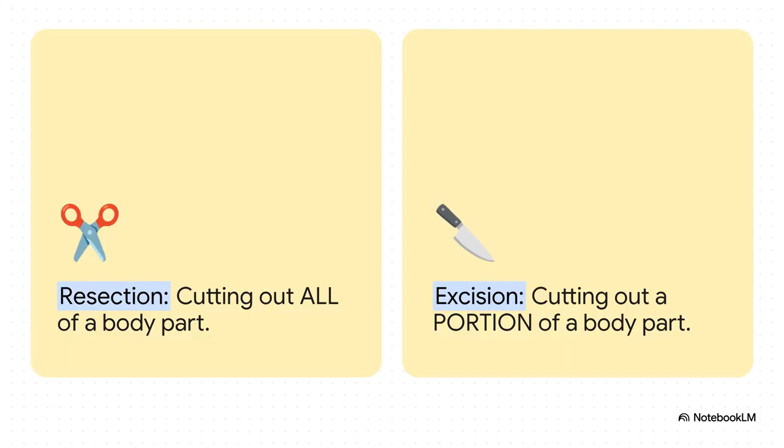Now, let's talk about two root operations that are notorious for tripping coders up during audits: resection versus excision. Resection means cutting out without replacement all of a body part. Excision, on the flip side, means just cutting out a portion of a body part. The trick here is remembering that in ICD-10 PCS, a body part isn't always a whole organ. It could be a specific anatomical subdivision that has its very own distinct value in the manual.